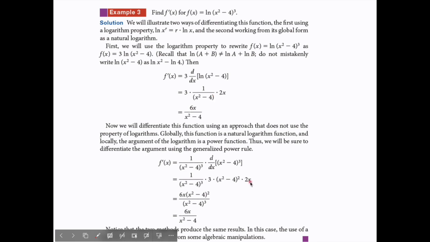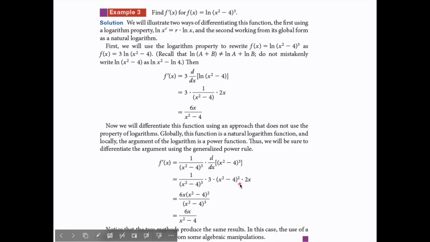Now, when we use the second method, we're not going to simplify first using the properties of logarithms. We're just going to find the derivative without any simplification first. So when I take the derivative of a log function, it's 1 over whatever this inner function is. So that's what we have here. And now I have to take the derivative of the inner function. So this gets carried down, that's done. But now we have to take the derivative of that inner function.